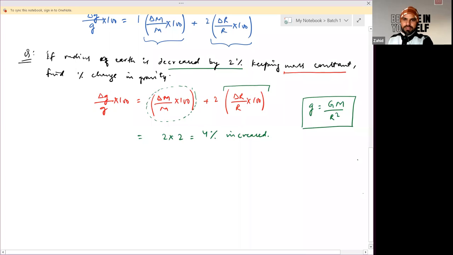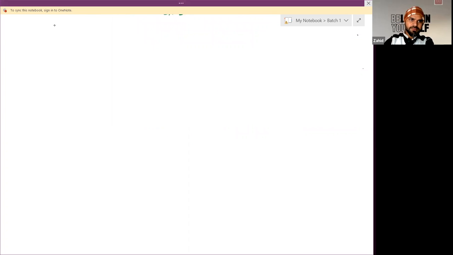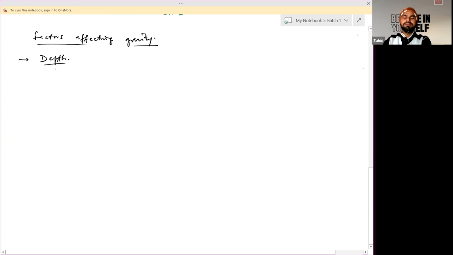So now we have to calculate factors affecting the value of gravity. Factors affecting gravity. First is depth.